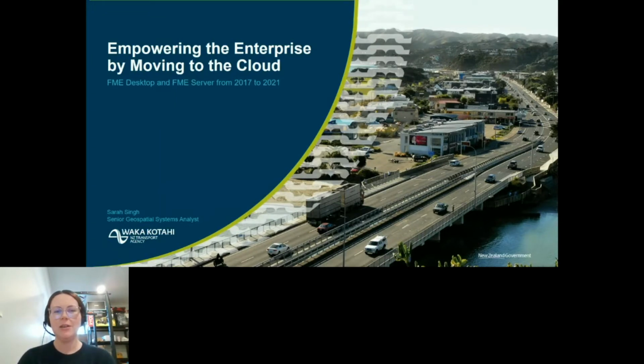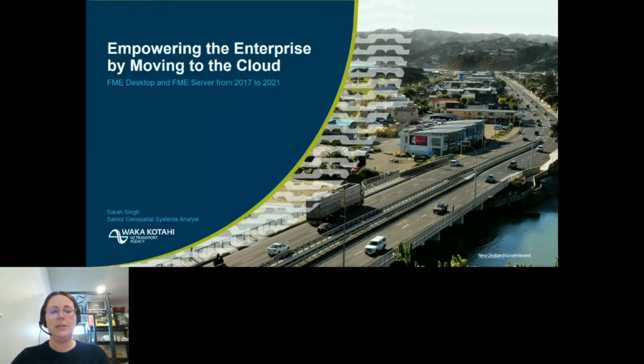I'm Sarah Singh, Senior Geospatial Systems Analyst at Waka Kotahi. So what that means is I'm responsible for the management and maintenance of the geospatial platform, and that includes our integration capability by way of FME Desktop and FME Server. Today I'll be talking about how at Waka Kotahi FME is used to underpin the development of data, research and analytics, and it helps facilitate the day-to-day management and maintenance of an enterprise geospatial platform.